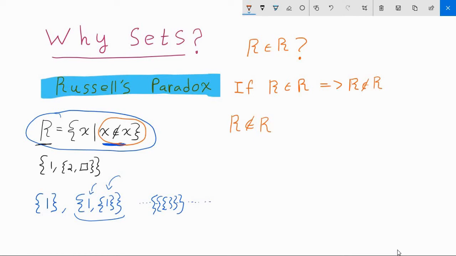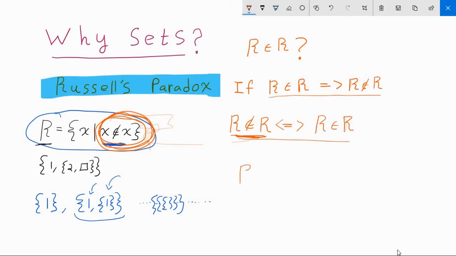But here's the catch. If R does not contain itself, then that means that it does obey the rule, which is the defining feature of the set R. And if it obeys the defining feature of the set R, that means, by definition, that R must belong to R. In other words, if R doesn't belong to itself, then it does belong to itself. Now we've got ourselves a problem, because we have that R belongs to itself implies that it does not belong to itself, and if it does not belong to itself, it does belong to itself. In other words, R belongs to itself if and only if it does not belong to itself.